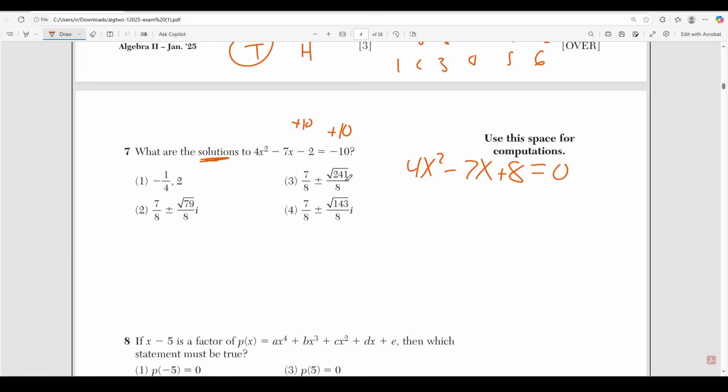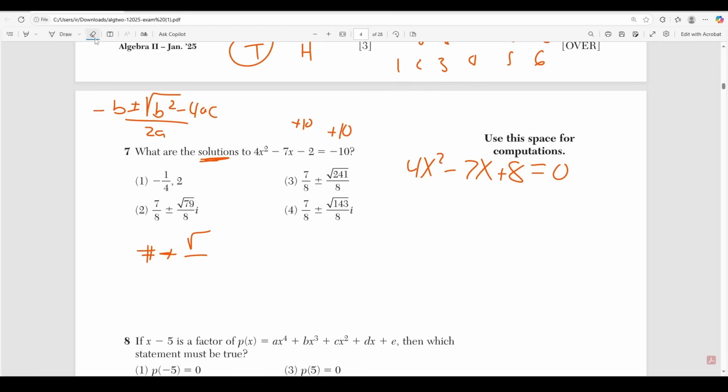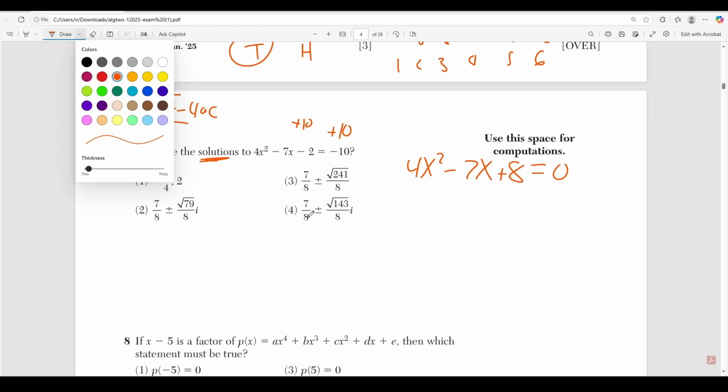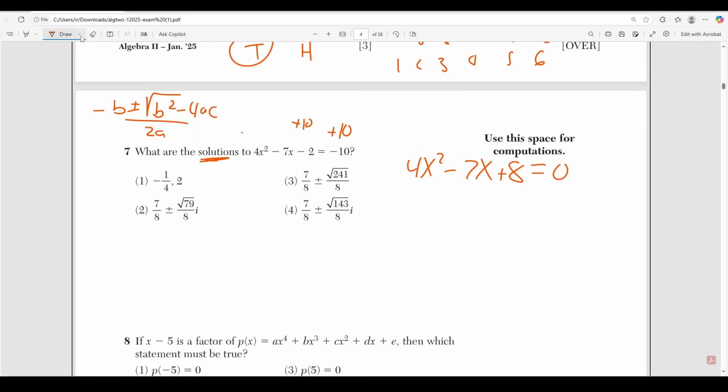How do I know to do that? Well, in my answer choices, I'm given a number plus minus a radical over a fraction. That tells me that I'm going to be using the quadratic formula, which is negative b plus minus the square root of b squared minus 4ac over 2a. Literally, you have the plus minus sign. That's what gave it away for me. So I know that I'm going to have to plug it into this formula, and this formula only works when the equation is equal to 0. So whenever you see plus minus in your answer choices, just think back to this formula right here.